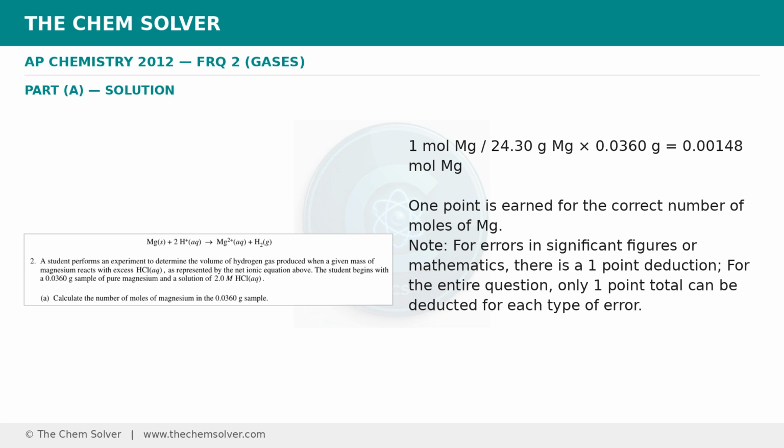Note: for errors in significant figures or mathematics, there is a 1-point deduction. For the entire question, only 1 point total can be deducted for each type of error.